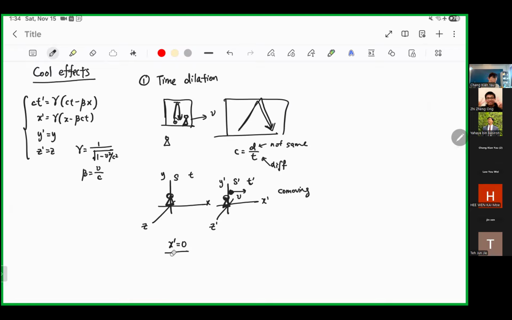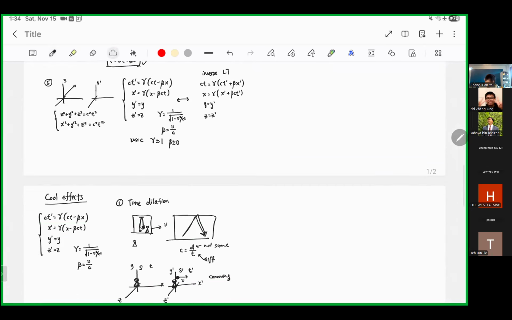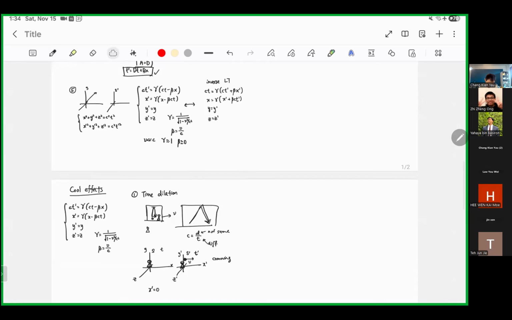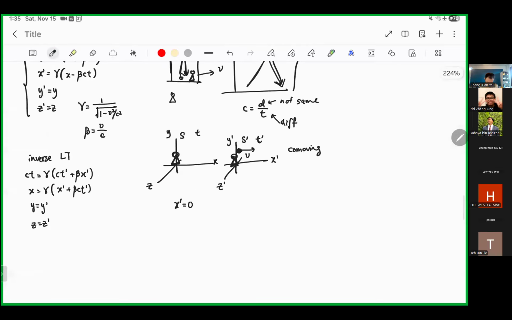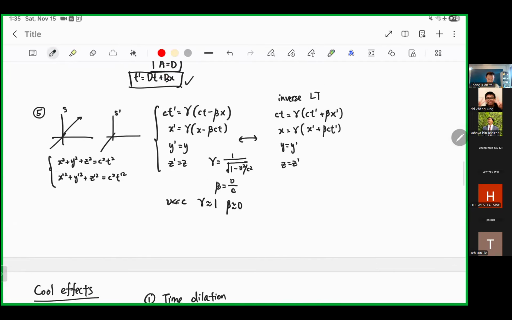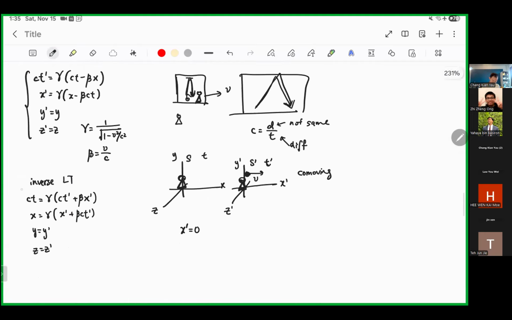And if we plug this inside the Lorentz transformation, I should be using the inverse transformation. Let me check. Yeah, I should be using this inverse Lorentz transformation instead. These two sets of equations, like I've told you, we can use interchangeably depending on which frame you're boosting from and to.